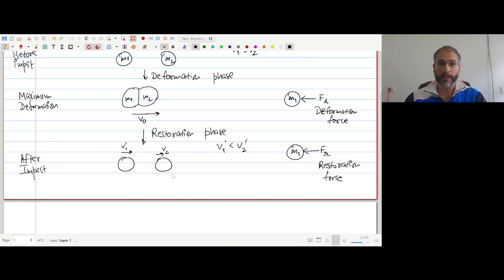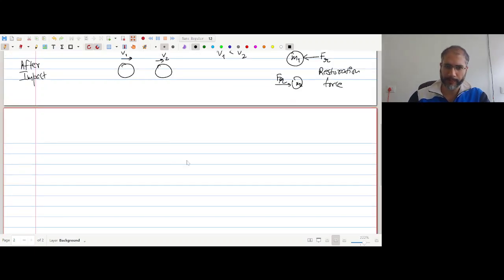Now the linear momentum of the system will always be conserved, because the forces between the two bodies are equal and opposite. So if Fd acts on m1, then similarly on m2 Fd or Fr will act. Okay, so they will be equal and opposite. So linear momentum of the system is conserved. The system constitutes the two particles.